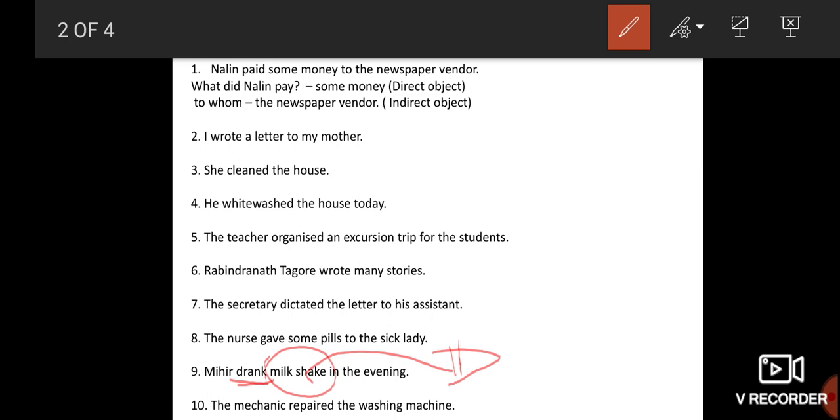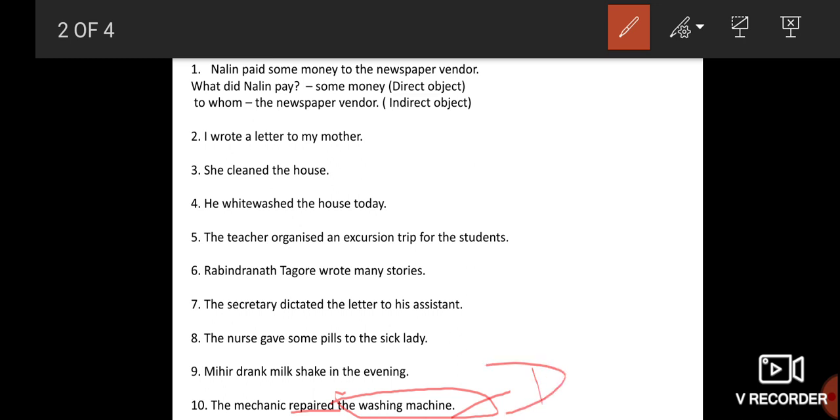Next sentence. The mechanic repaired the washing machine. Repaired. You have to underline this. Repaired, this is a transitive verb. And what did the mechanic repair? The washing machine. This is the direct object.